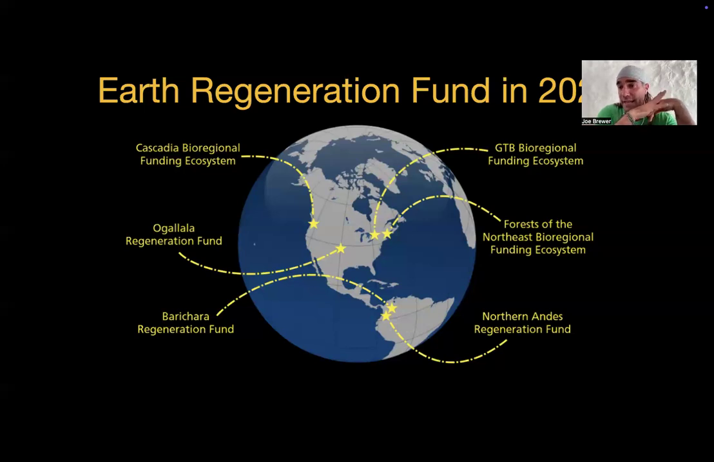things we did at the Design School was we brought $125,000 to 5 different bioregions. So $25,000 to Cascadia, 25,000 to the Ogallala, to Barichara, to the GTB, and to the Forest of the Northeast, to start investing in building their bioregional funding ecosystems. And each of those bioregional processes is unfolding with its own leadership and with its own unique processes. And so that's already happening. And then in the Northern Andes, $150,000 went there back in July of last year, and processes are unfolding.